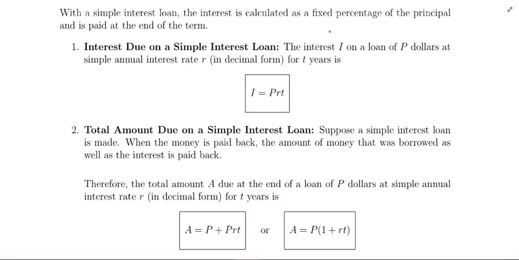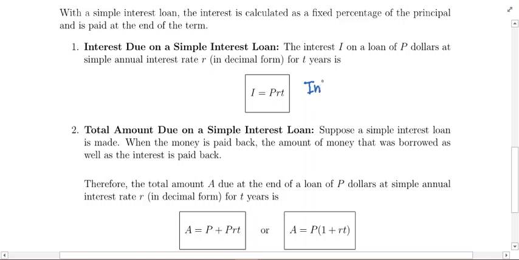Here come the 2 formulas. The first formula has to do with the interest due on a simple interest loan. The interest I on a loan of P dollars at simple annual interest rate R, which has to be in decimal form, for T years is I equals P times R times T. So if you made a simple interest loan, this first formula is calculating how much interest you would have to pay back on the loan.